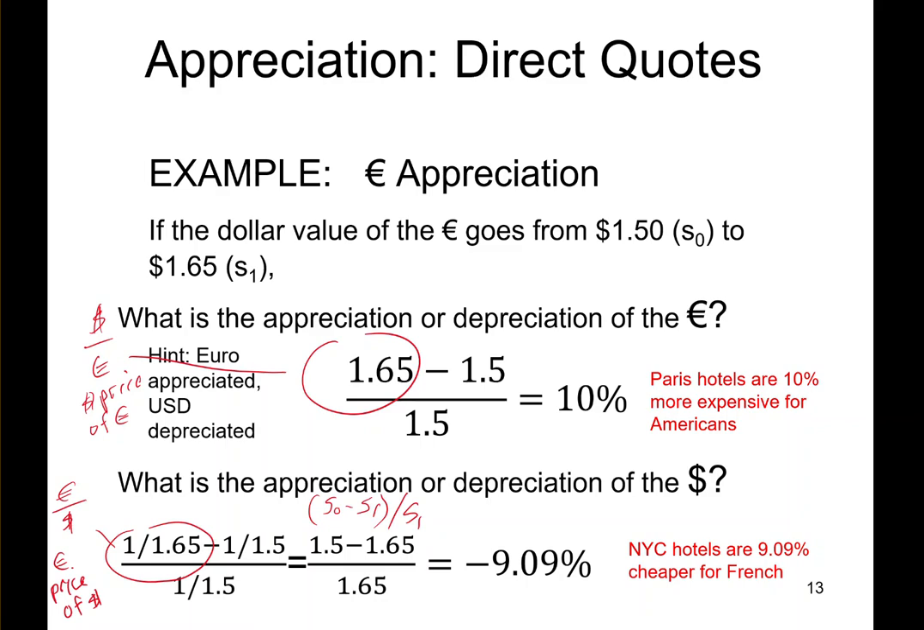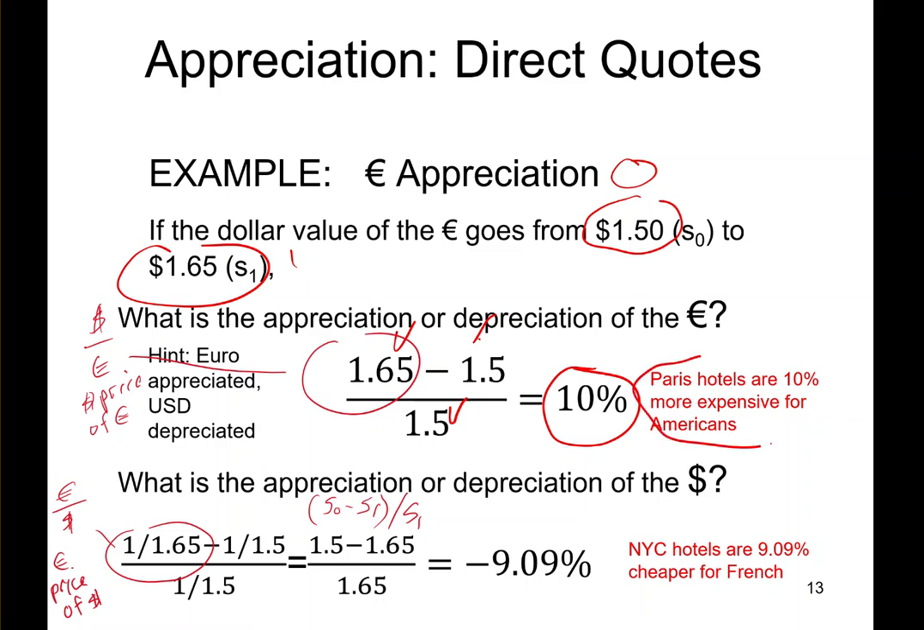Say here's an old example when the exchange rates were really high in Europe. Say the euro goes from $1.50, that's the old value, to a new value of $1.65. Well, if I just do the new minus old over old, I get a 10% appreciation. That is the appreciation of the euro. Quoted in dollars, the dollar price of a euro is now 10% more expensive. So if you're an American, Paris hotels are now 10% more expensive.